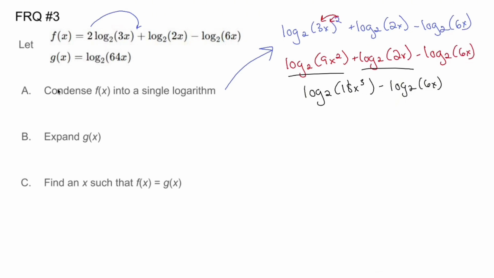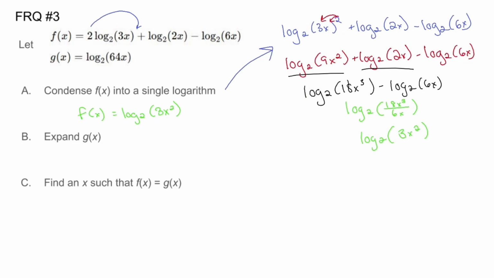When you subtract logs of the same base, you divide the insides. So you become log base 2 of 18x cubed over 6x. And that's going to simplify: 18 over 6 is 3, x cubed over x is x squared. So f of x, written as a single logarithm, is going to be log base 2 of 3x squared.